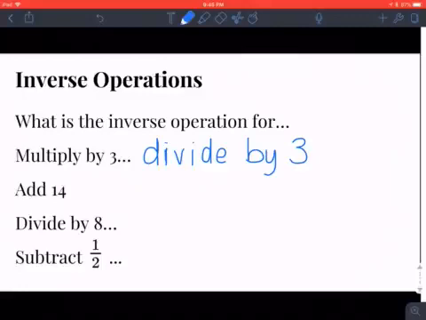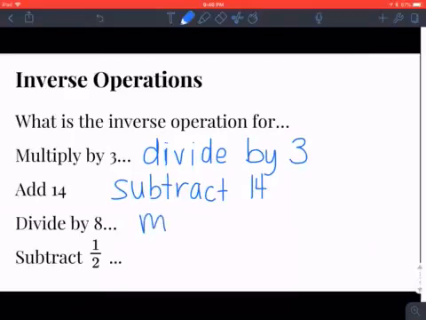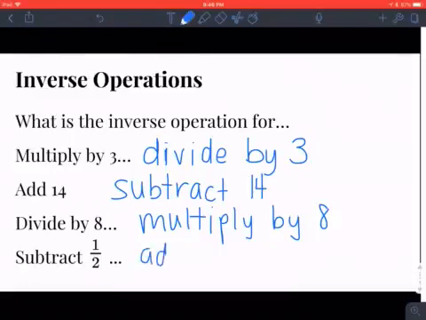All right, now if we have add 14, if we took 0 and we added 14, to get back to 0, we would need to subtract 14. Okay, then if we were dividing by 8, so let's say we started at 64 and we divided by 8, to get back to 64, we would multiply by 8. And then the last one, if we subtract 1/2, say we started at 1 and we subtract half, to get back to 1, we would add half, or add 1/2.